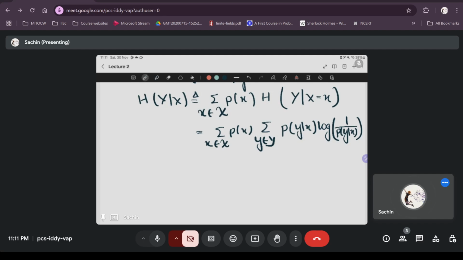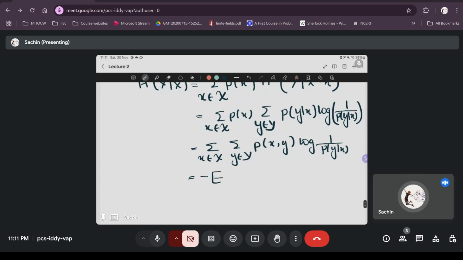Now there is another way you could write this. You could take the p of x into the summation, and write the summation over all x in script X, all y in script Y, of p of x times p of y given x. That will be nothing but the joint probability p of x comma y, times log 1 over p of y given x. This you can write as minus E, the expected value of log of p of y given x.